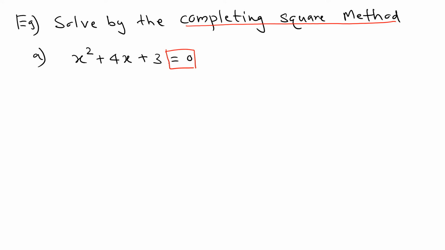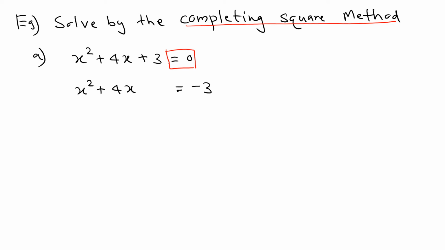So what's the new procedure? You can see that this is already in the standard form. So we're going to move the constant term to the other side, and then we leave the rest here. So the first step is we leave x squared plus 4x on this side, and we move the constant to the other side. That means we switch the sign. So plus 3 becomes minus 3, because we subtract 3 from both sides.